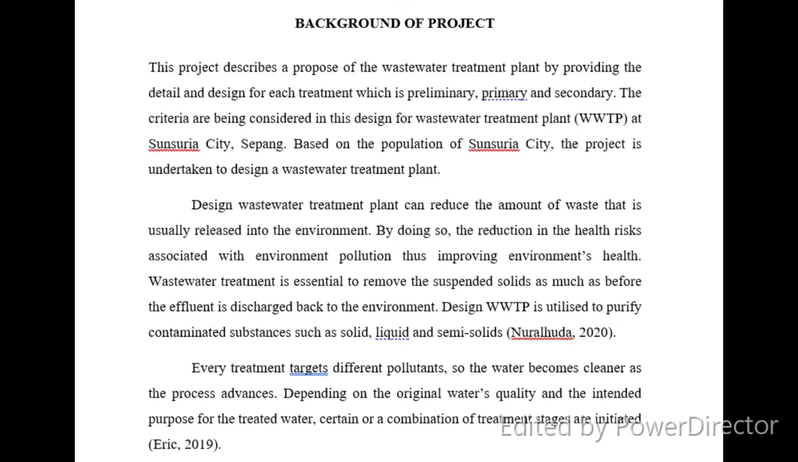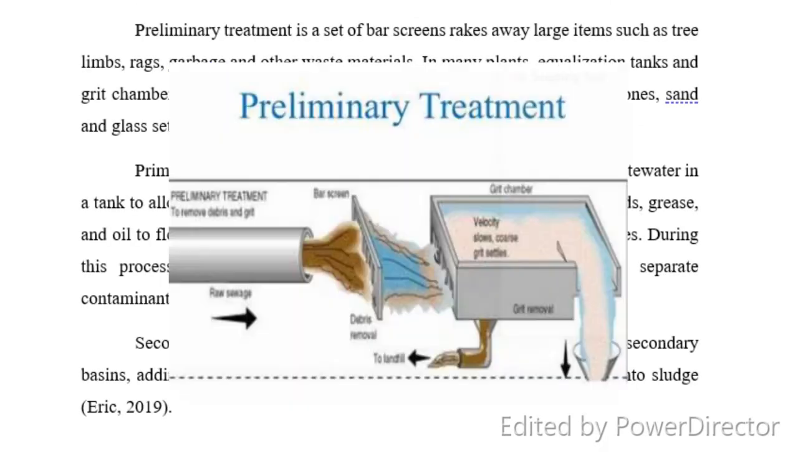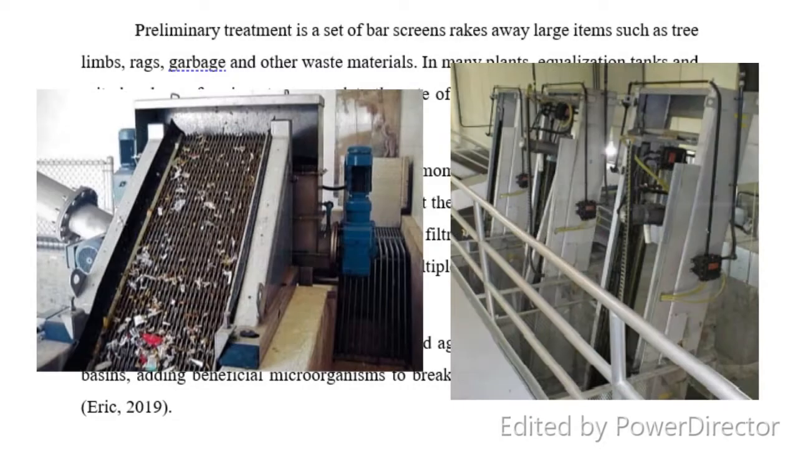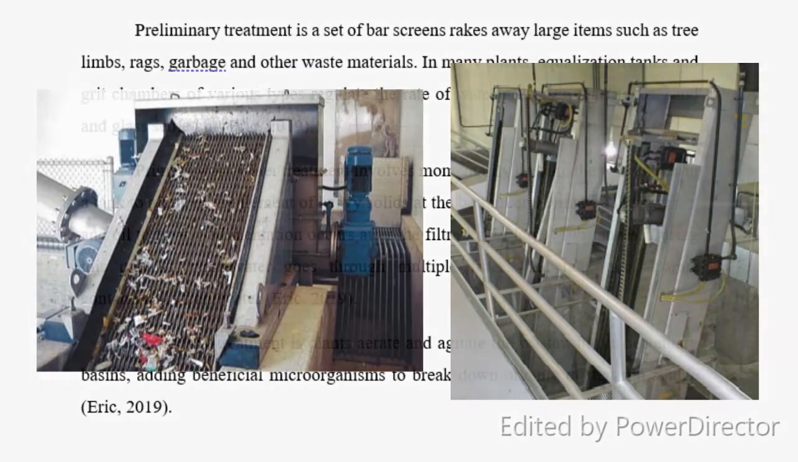Every treatment targets different pollutants, so the water becomes cleaner as the process advances. Depending on the original water quality and the intended purpose for the treated water, certain treatment stages or a combination of them are initiated. Preliminary treatment is a set of bar screens that rack away large items such as tree limbs, rags, garbage, and other waste materials.